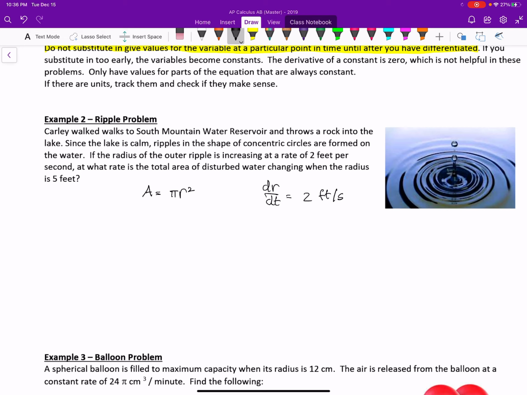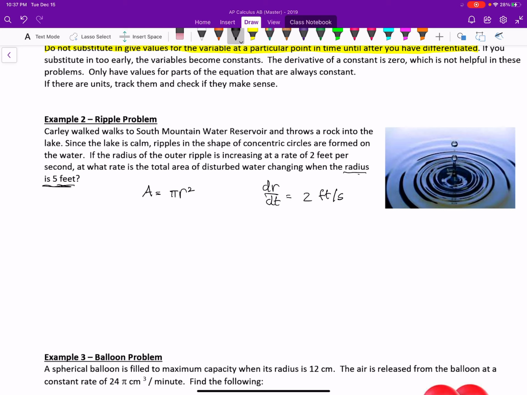And I need to take the derivative. Do not put the 2 feet in yet. And it's also asking, at what rate is the total area of disturbed water changing? You guys know I get excited, so then I can't read. When the radius is 5, that is the instant. That one we have to wait with, where it says the radius is 5. That's at the end of the problem.